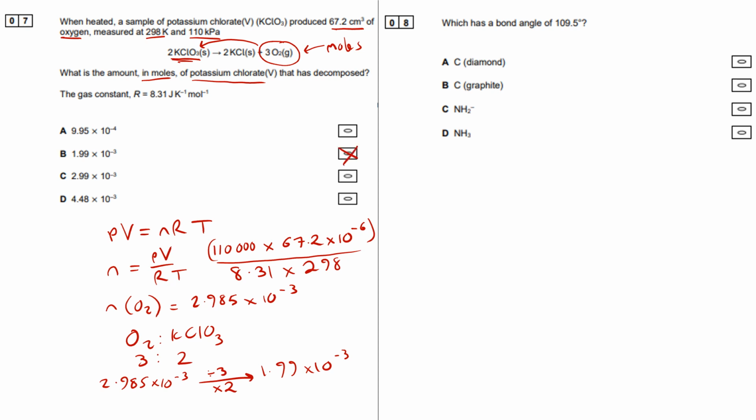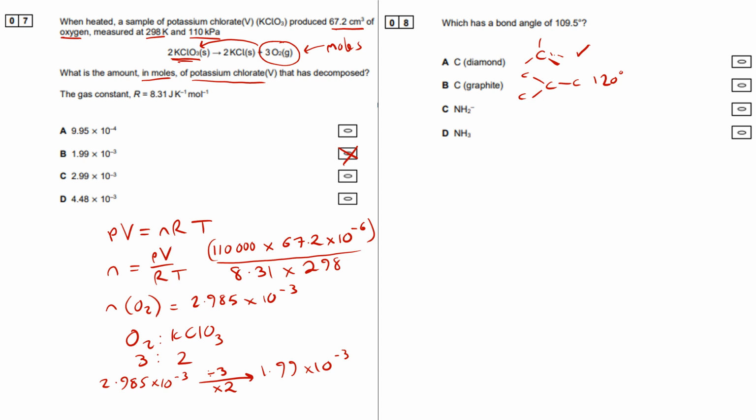Question number 8, which has a bond angle of 109.5 degrees. So going through each one of these, you have diamond. Diamond has carbon containing 4 bonds per atom, 4 bonding pairs, so diamond does have a bond angle of 109.5 around each carbon. Graphite, each carbon has 3 bonding pairs, and the extra electron in carbon becomes delocalized and moves between layers. So graphite has 120 degrees as its bond angles around each carbon.